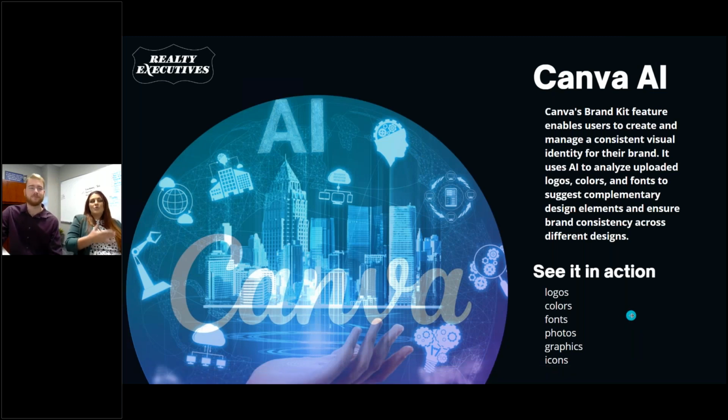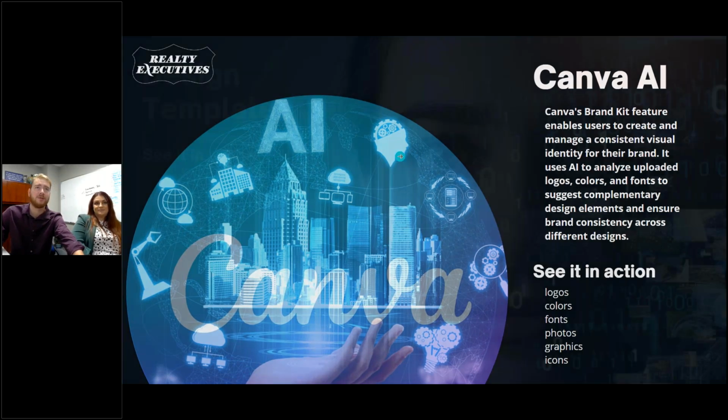Canva AI. We're first going to talk about your brand kit, features that enable users to create and manage a consistent visual identity for their brand. It also uses AI to analyze uploaded logos, colors, and fonts, and suggests complementary design elements to ensure your brand consistency, even within team members throughout different designs. So you'll see that in logos and colors and fonts and photos, graphics and icons. That's all stuff that you pre-put into your brand kit so it carries over throughout everything for you. I'll show you where to find the brand kit on the homepage.